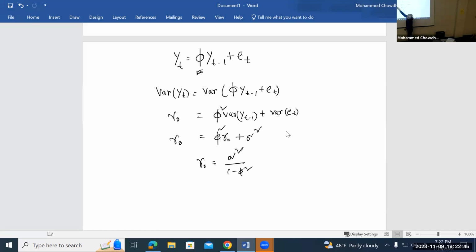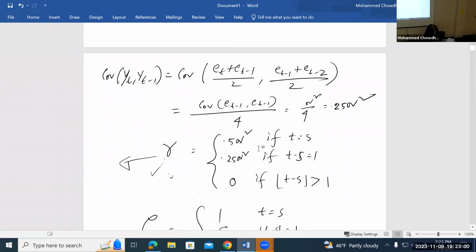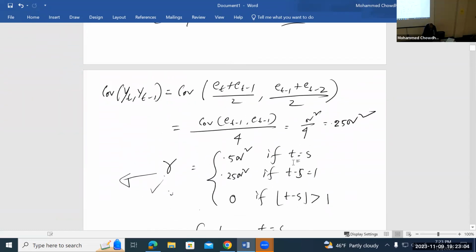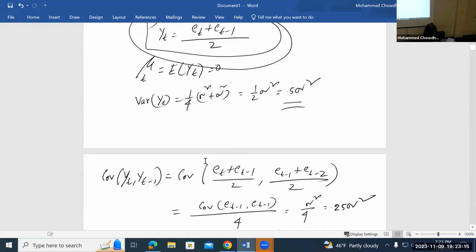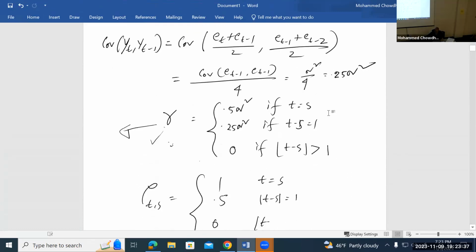Do you have a question? How did I get these things? I already mentioned these in the previous lecture. For example, take a look at this. When t and s are the same, it becomes the variance. So what did I write this way? This is the variance of that. The variance of the error is just sigma square. If you have further confusion, read the handwritten documents that I provided, and if you still have a problem, just see me during my office hours and I can explain it further.